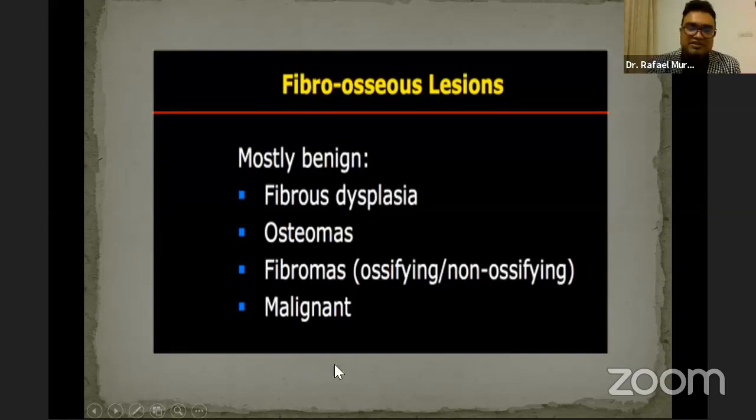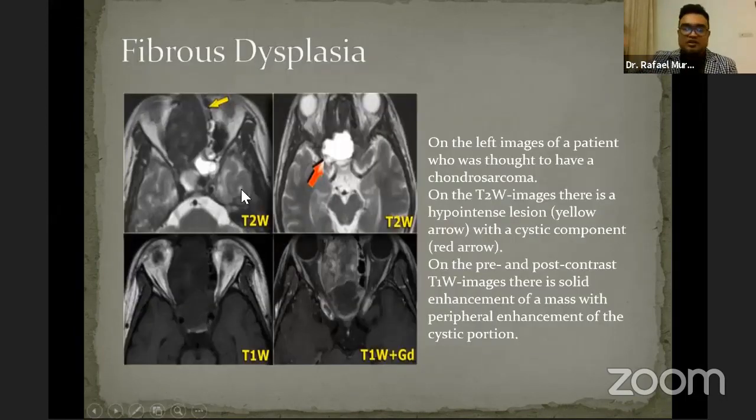The fibrous lesions are mostly benign, and fibrous dysplasia, osteoma, and fibroma are very common. Malignant tumors are not that common, except sphenoidal meningioma. Here are fibrous dysplasia images of a patient who was thought to have a chondrosarcoma. On the T2-weighted image, there is a hypointense lesion, described by the yellow arrow, with cystic components in the red arrow. On pre and post contrast images, there is solid enhancement of the mass with peripheral enhancement of a cystic portion. So initially, it was diagnosed as a chondrosarcoma.